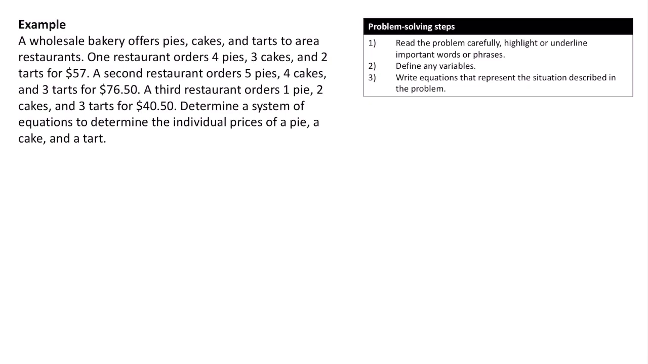A wholesale bakery offers pies, cakes, and tarts to area restaurants. One restaurant orders 4 pies, 3 cakes, and 2 tarts for $57. A second restaurant orders 5 pies, 4 cakes, and 3 tarts for $76.50. A third restaurant orders 1 pie, 2 cakes, and 3 tarts for $40.50. Determine a system of equations to determine the individual prices of a pie, a cake, and a tart.